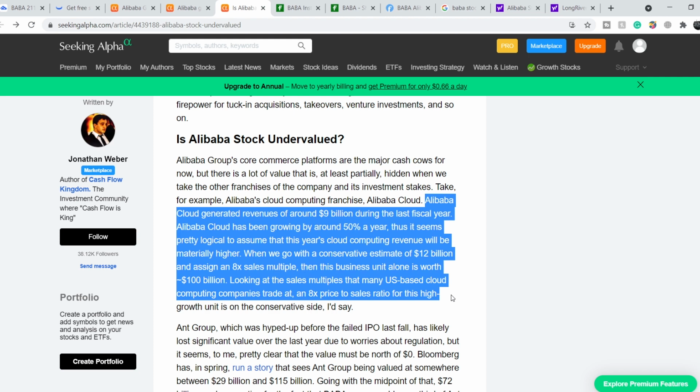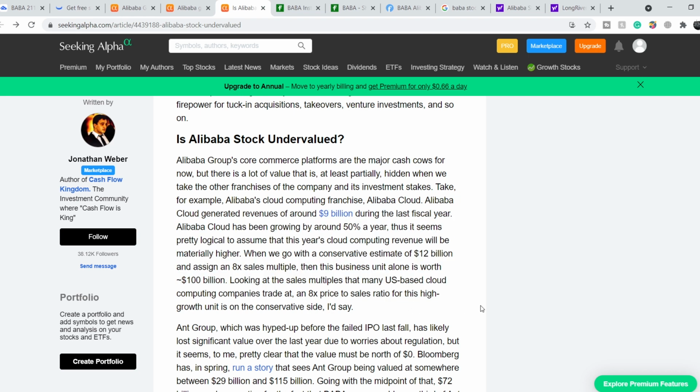When we go with a conservative estimate of $12 billion and assign an 8x sales multiple, then this business unit alone is worth roughly $100 billion. Looking at the sales multiples that many US-based cloud computing companies trade at, an 8x price to sales ratio for this high growth unit is on the conservative side. So, only this business unit can drastically improve their financial numbers in the upcoming year.